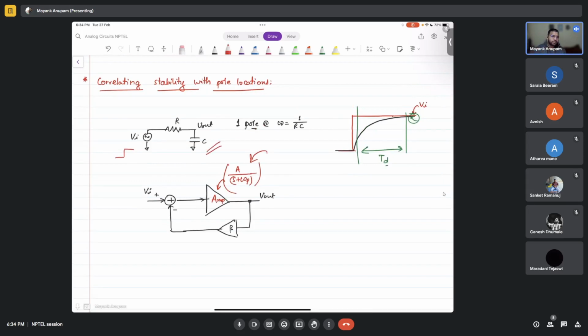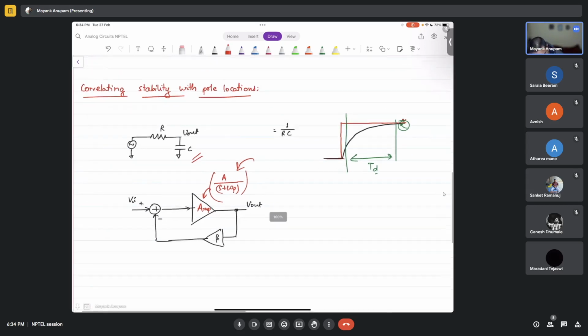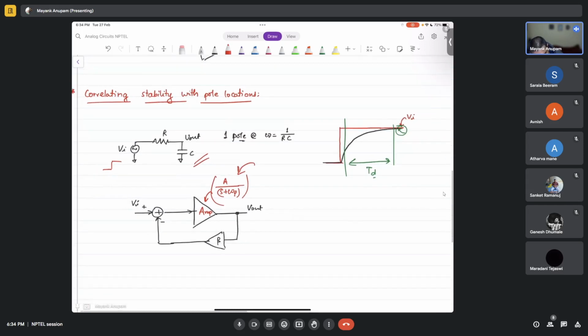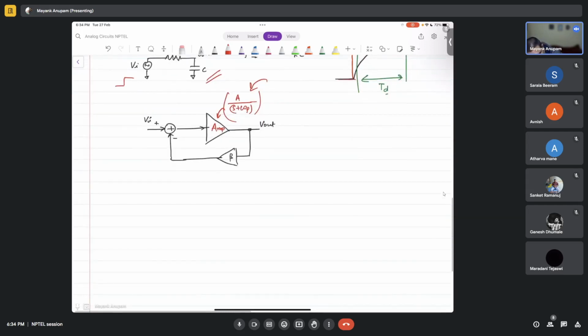If there is a pole in the system, the overall response is delayed, correct? That is what I was trying to explain: in the presence of a pole anywhere in the loop. Here I took a special case of the pole being in the amplifier, but it can also be in the sensing circuit, which senses the output and feeds it back to the input. So a pole can also exist in the sensing circuit.